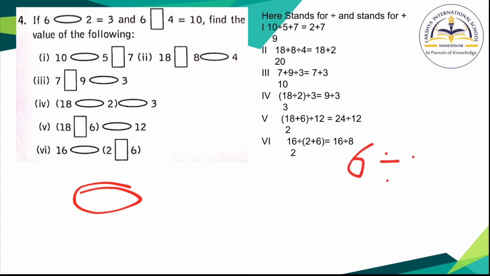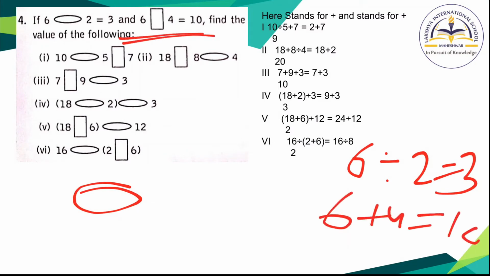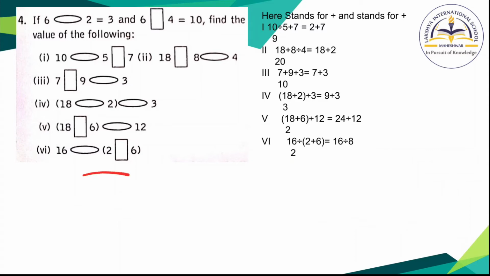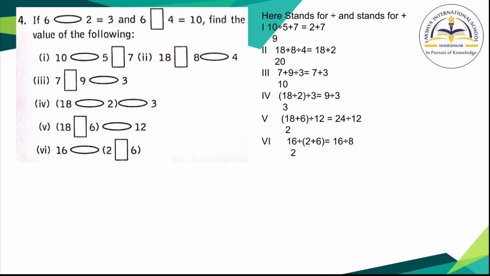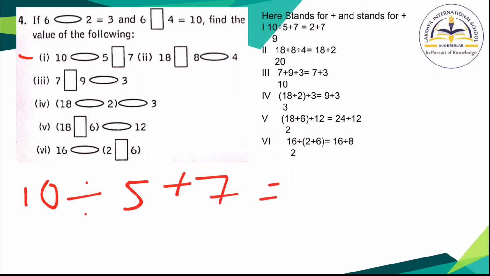6 divided by 2 you will get 3, and 6 plus 4 equals 10, which means the oval stands for division and the box stands for addition. So now in the question, what is the question? In place of the oval you have to write division: 10 oval 5 box 7. Now you have to solve this.